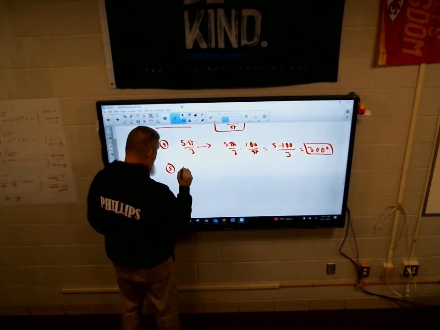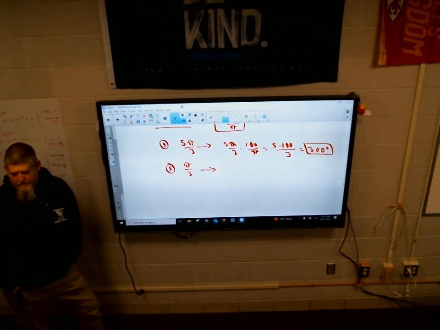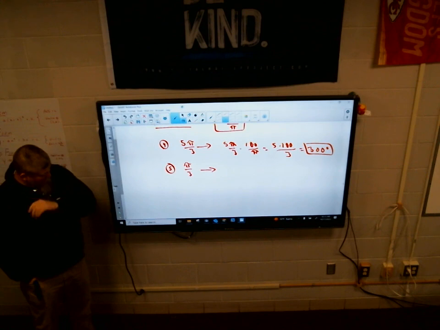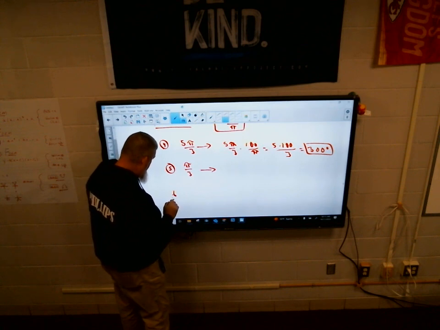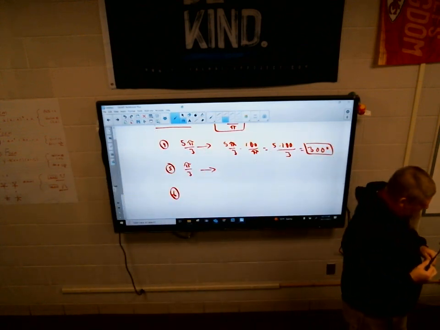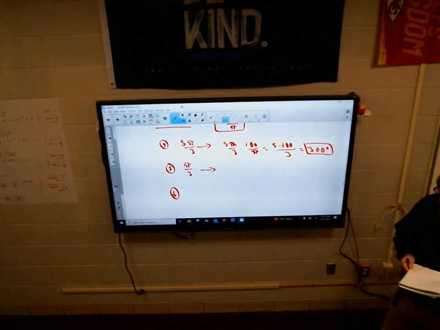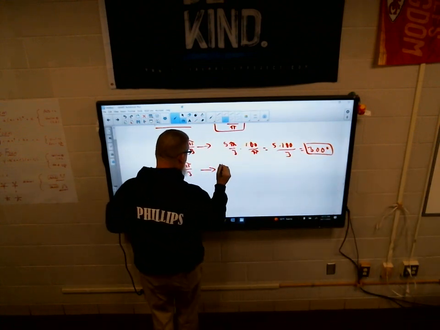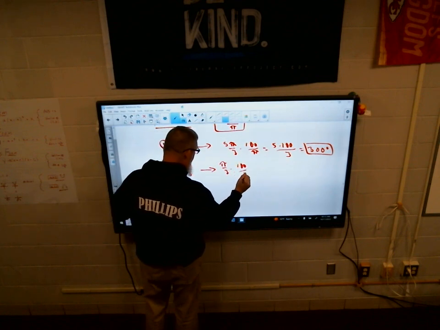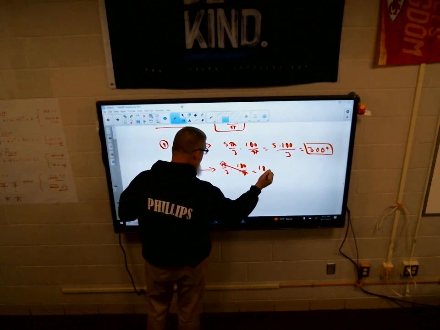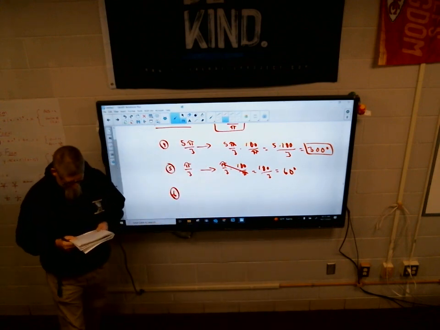How about this one? Pi over 3. You get 60 degrees. Because pi over 3 times 180 over pi, the pi cancels out, which is like saying 180 divided by 3, and you get 60 degrees. Are we good with that?